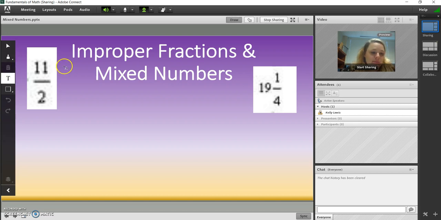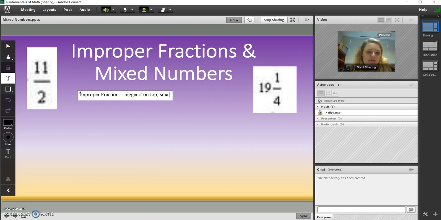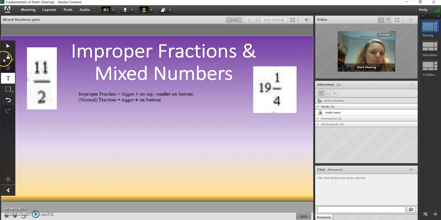So, improper fractions have a bigger number on top and a smaller on bottom. A normal fraction has the bigger number on bottom. It's switched, and so that's why it's called improper. A normal fraction would be 2/11.